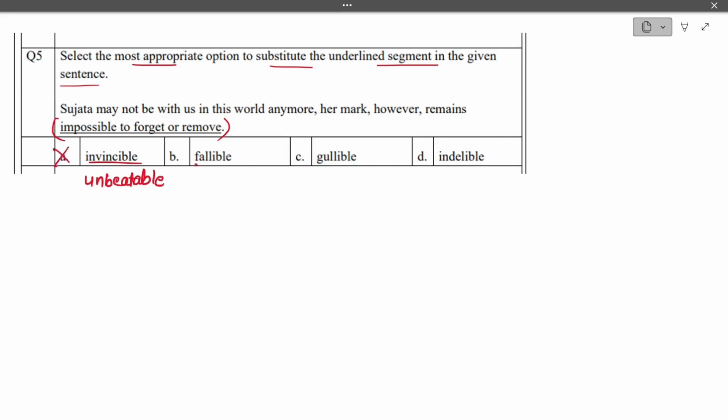Let's see fallible. Fallible means capable of making mistakes. But this is totally not making sense here, right? So this will also not be the correct answer. Next is gullible. Gullible means someone who can be easily tricked. So again this one is also not the correct option.